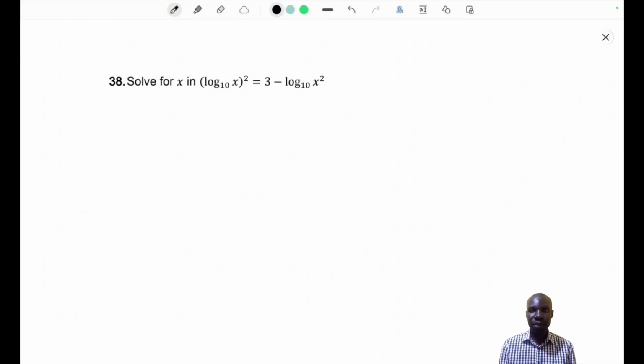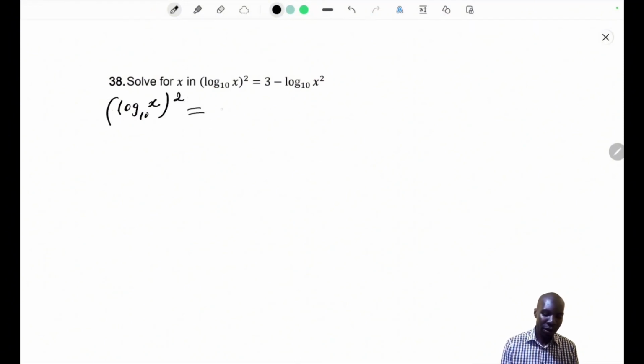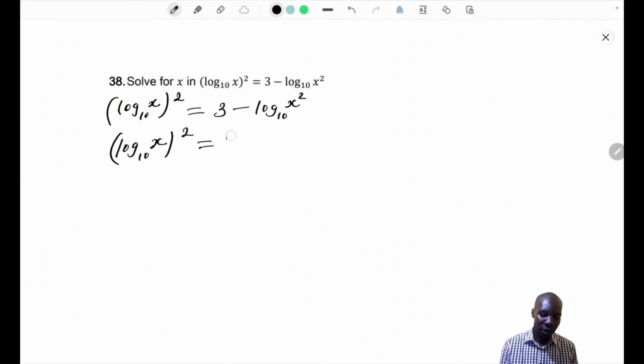Number 38. We have log of x to base 10, everything squared, is equal to 3 minus log of x squared to base 10. So this is the same as log of x to base 10, everything squared, equal to 3 minus 2 log of x to base 10.